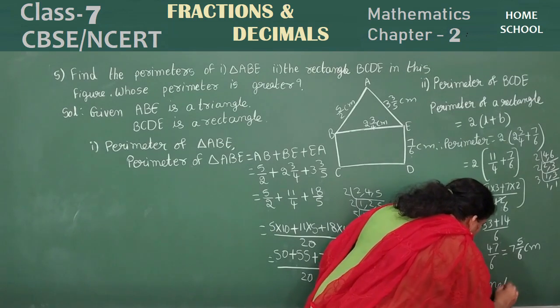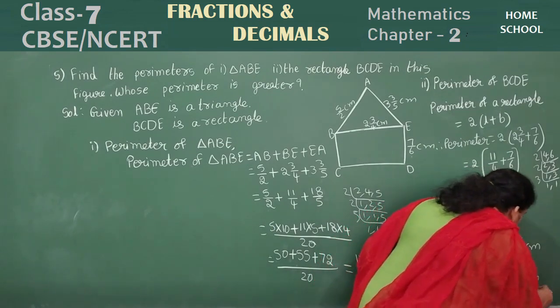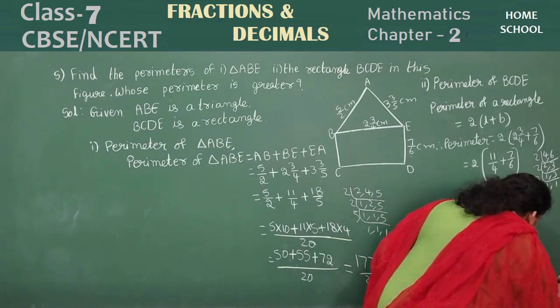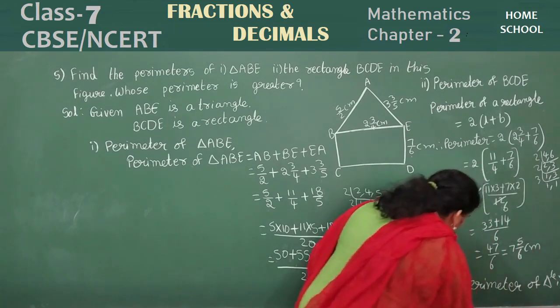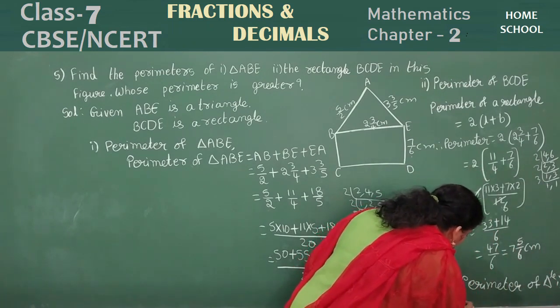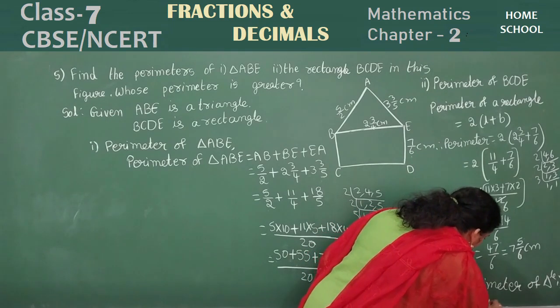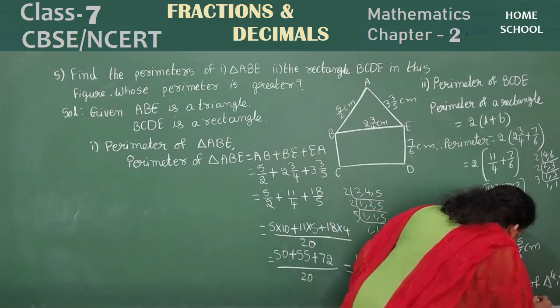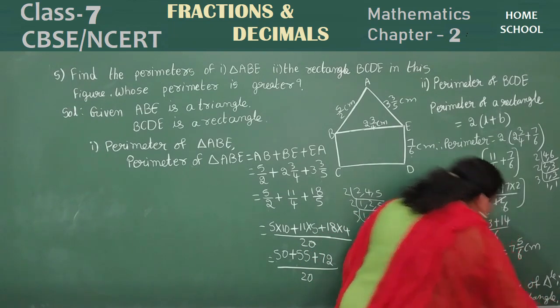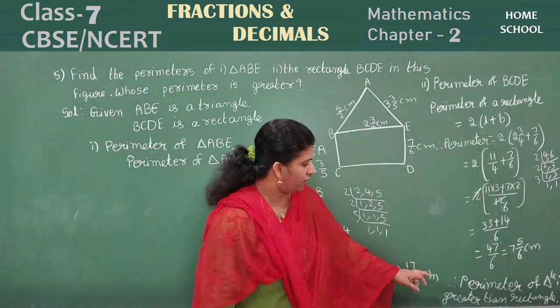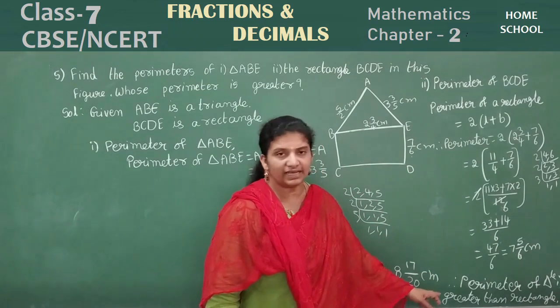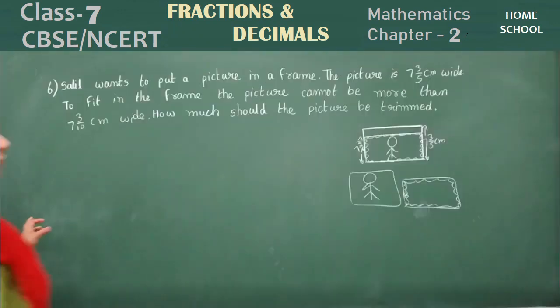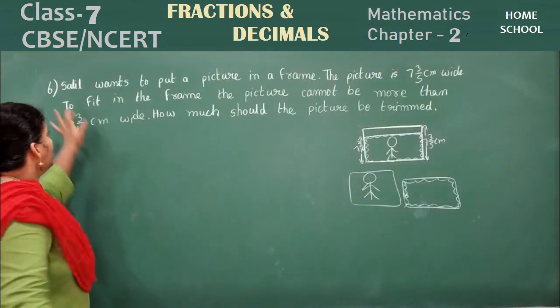Perimeter of triangle is, therefore perimeter of triangle is greater than perimeter of rectangle. What can you write here, children? Therefore perimeter of triangle is greater than rectangle.